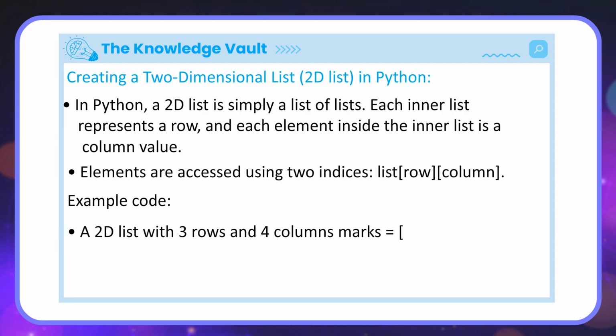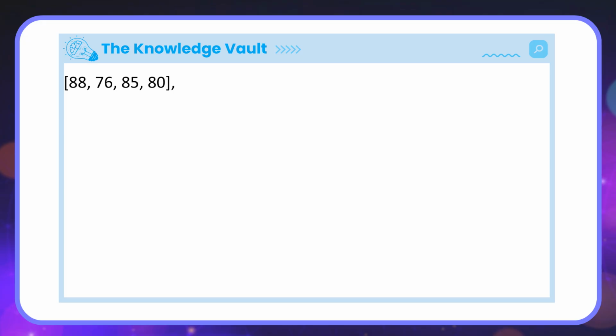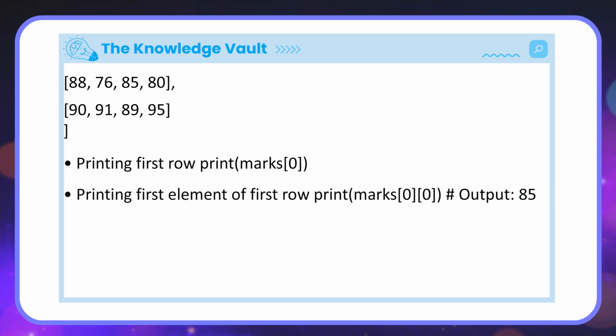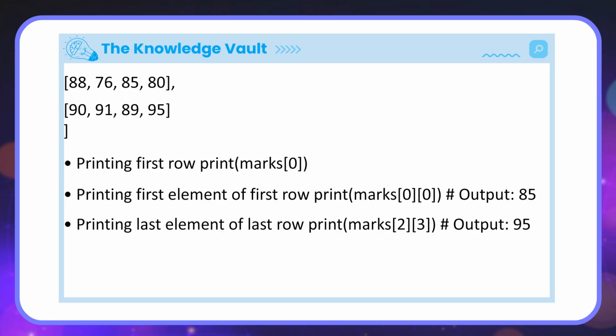Example code. A 2D list with 3 rows and 4 columns: marks = [[85, 90, 78, 92], [88, 76, 85, 80], [90, 91, 89, 95]]. Printing first row: print(marks[0]). Printing first element of first row: print(marks[0][0]). Output: 85. Printing last element of last row: print(marks[2][3]). Output: 95.